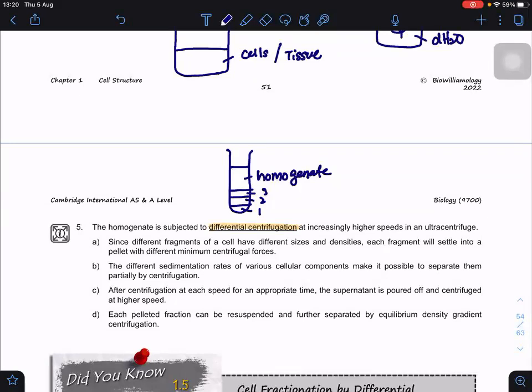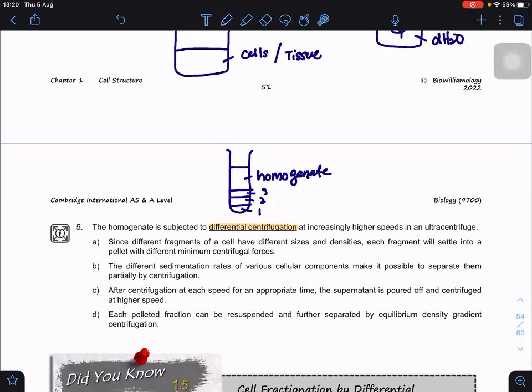So it depends on the gravity. But the organelle is too small. The gravity may not have the effect. Yes, it does have an effect, but you would have to wait for too long. Are you clear? So what we do here is we use a machine called a centrifuge machine.